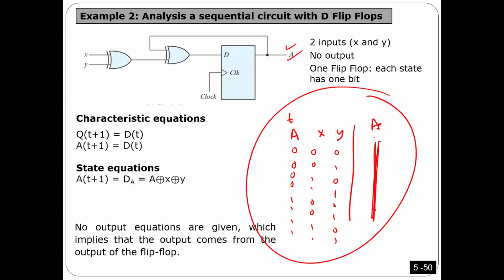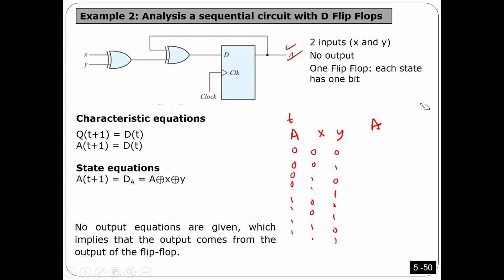How can I calculate A? Similar to what I explained to you before, you need to find an equation for A. And to find the equation for A, I need to find the input here. Once you find the input, you can use the characteristic equation to calculate the output. So let's see. This is A. This is X XOR Y. So the input here is actually X XOR Y XOR A. This is the input here.